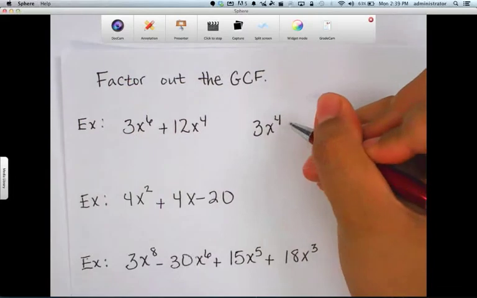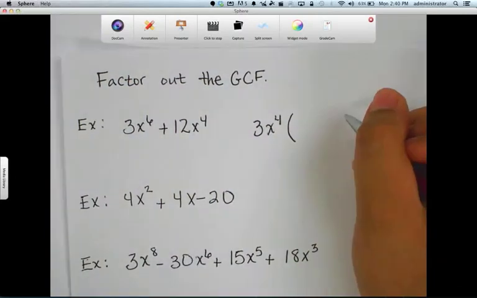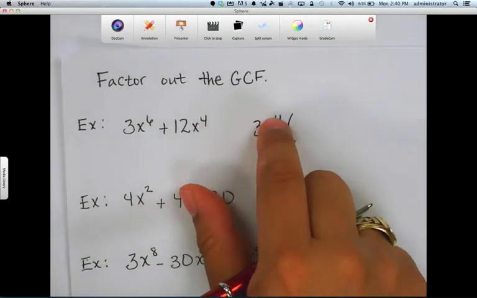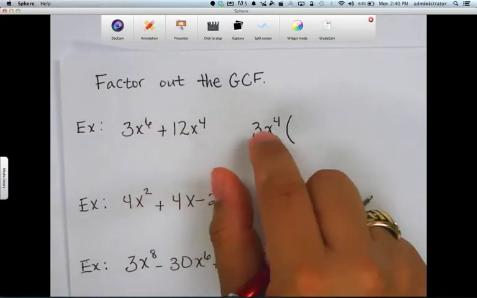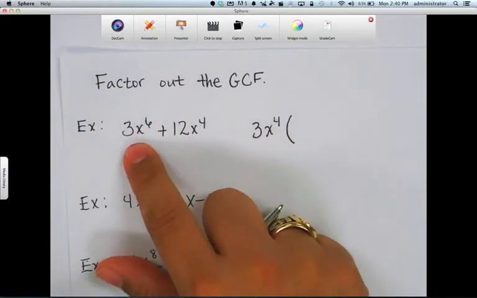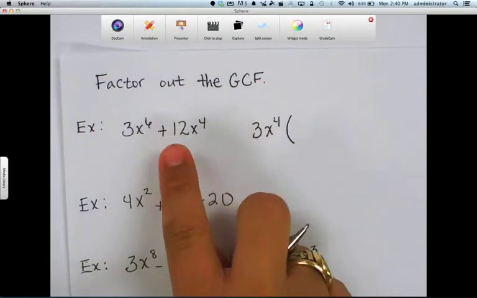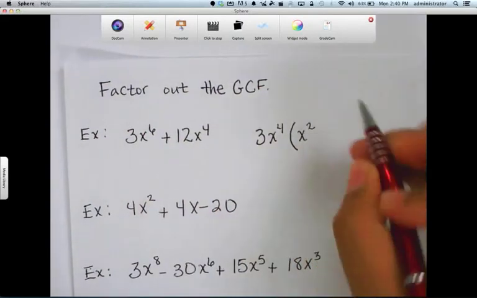Now by factoring out the greatest common factor, what we need to do is write it as a product of two factors, one of them being the GCF, which is this right here. So if I have 3x to the 4th, then I'm going to do a little bit of backwards work, if you will. It's division, basically. 3x to the 4th times what gives me 3x to the 6th? Well, it's got the 3, it's got x to the 4th. What is it missing? X to the 6th. How many more x's will get me to 6? Well, 2 more. So x squared.